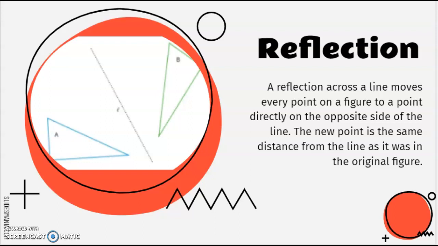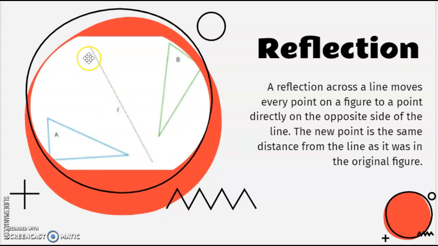Another part is called a reflection. So a reflection across a line moves every point on a figure to a point directly on the opposite side of the line. The new point is the same distance from the line as it was in the original figure. So let's look at the figure right here. We have shape A, and then we see it on B.